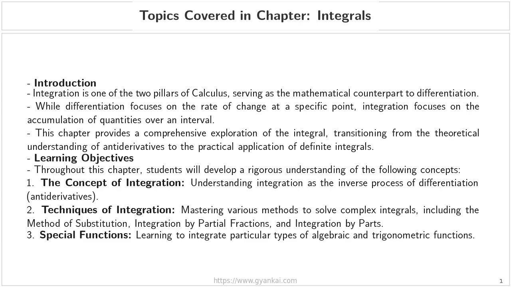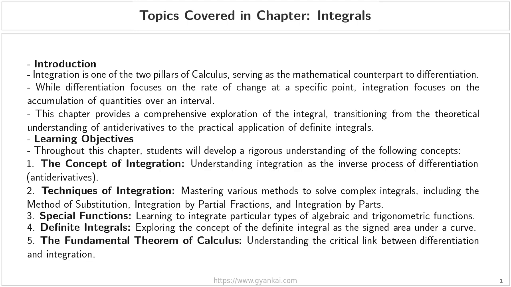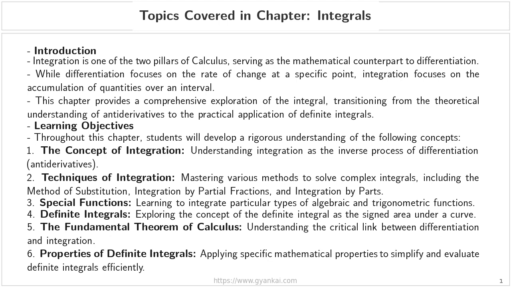We'll also look at integrating specific types of functions, like algebraic and trigonometric functions. A key concept we'll explore is the definite integral, which allows us to find the area under a curve. And tying everything together is the fundamental theorem of calculus, which shows the beautiful connection between differentiation and integration. Finally, we'll learn how to use the properties of definite integrals to make our calculations more efficient.